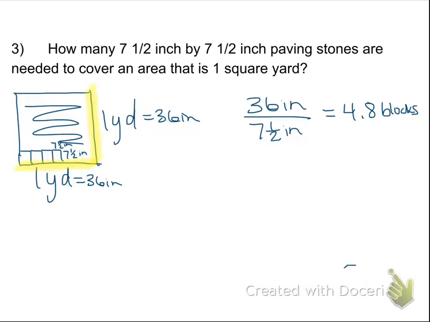So essentially that means when we fill in this square, we are going to need 5 blocks down and 5 blocks across, which means we will need 25 blocks.